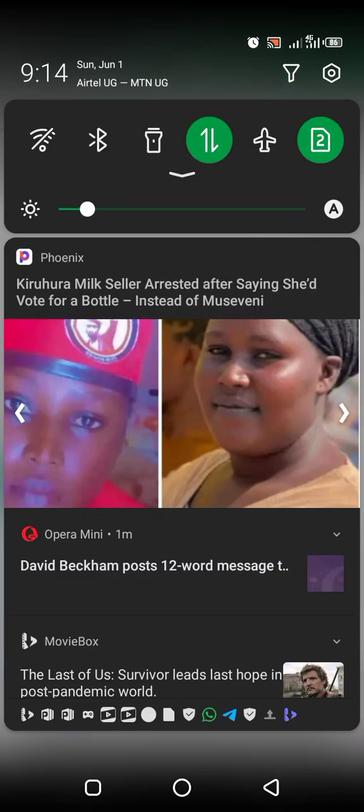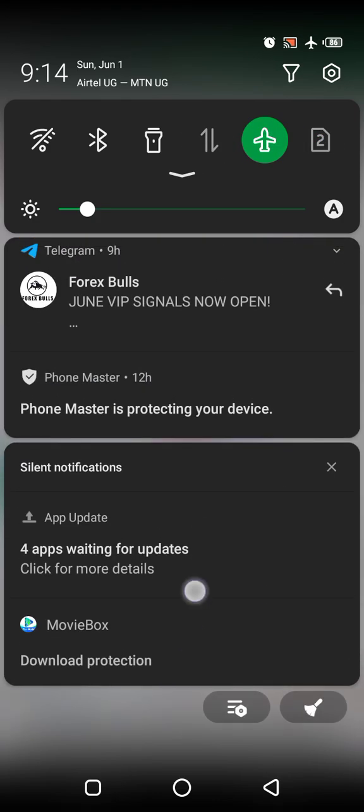Let's first move this data because it's kind of annoying me. Let's go to airplane mode. That is really annoying.